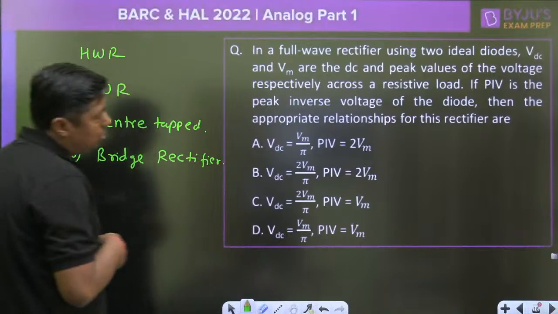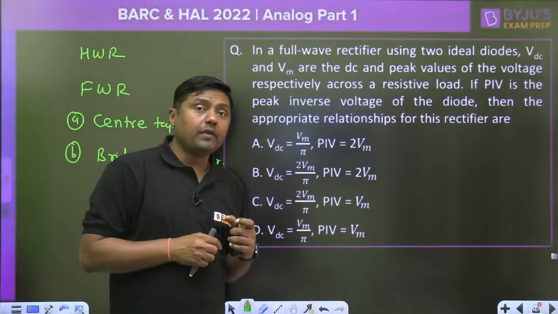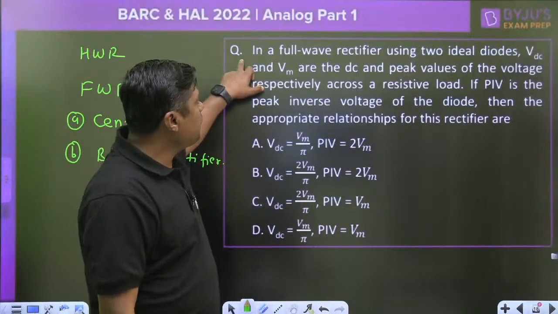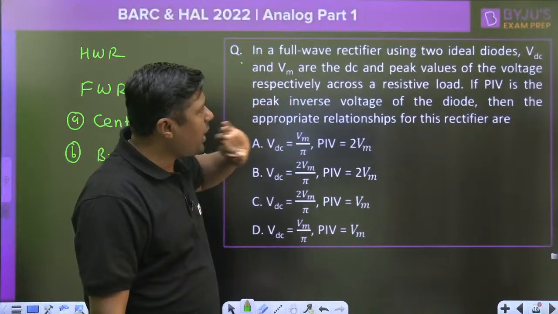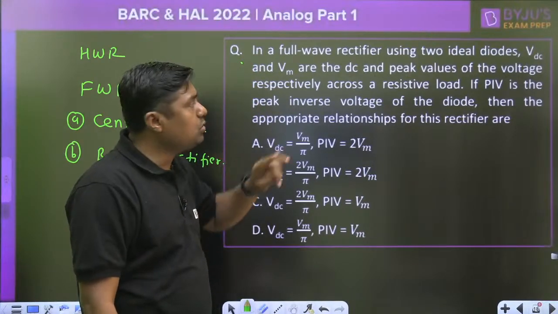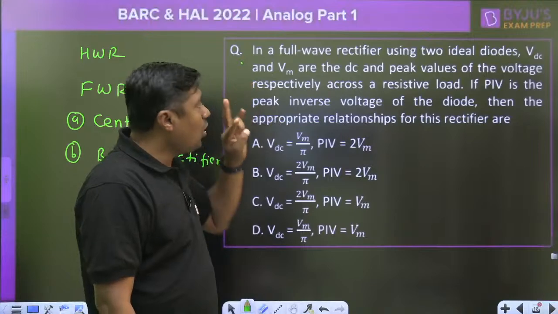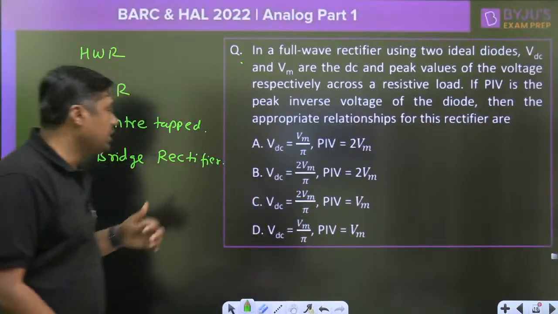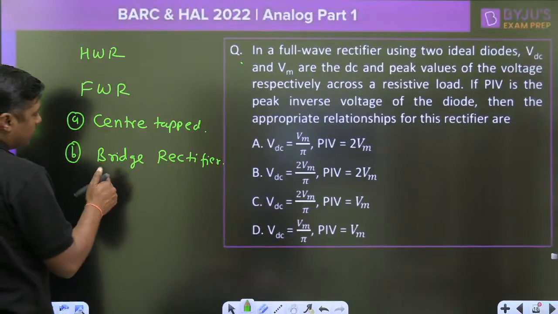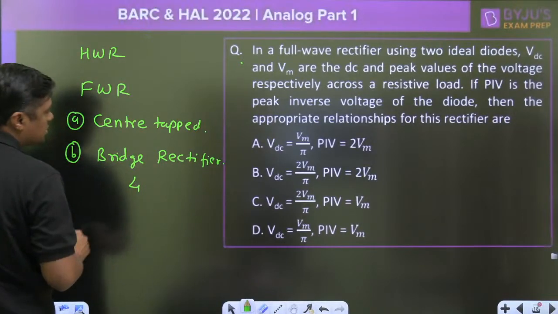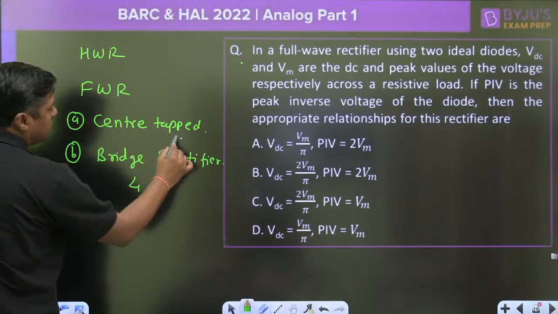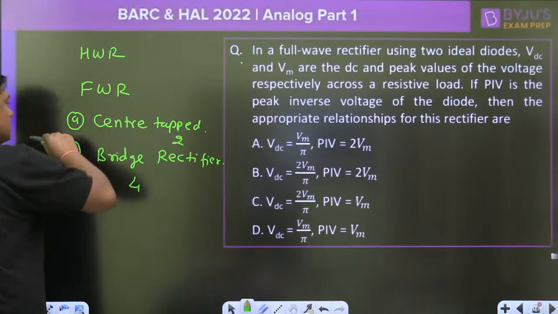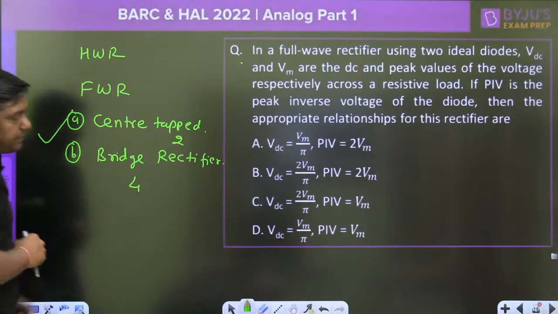Right, so in a full wave rectifier using two ideal diodes, what are the two ideal diodes? Only two ideal diodes. So what is the difference between the bridge rectifier and the full wave rectifier? In a bridge rectifier we have 4 diodes. In the center tapped transformer type we have 2 diodes. Here we are talking about the center tapped transformer type.